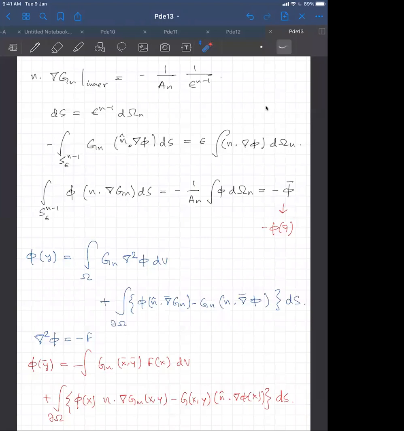The point is, while this equation with f equal to 0 is a valid expression obeyed by any solution to Laplace's equation, it's not a constructive expression. That is, we cannot use it to solve for phi in terms of boundary data, because phi and n dot del phi cannot be specified independently. Okay, this is something that one would like to keep in mind.